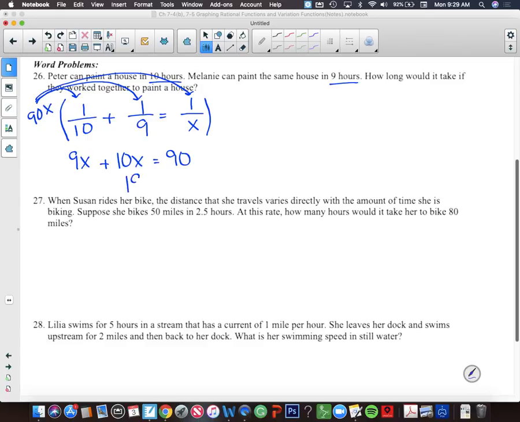Okay, so I just kind of simplify that. 19x equals 90. Divide by 19, I get x equals 4.74 hours. So they can paint a house together in a little under 5 hours.